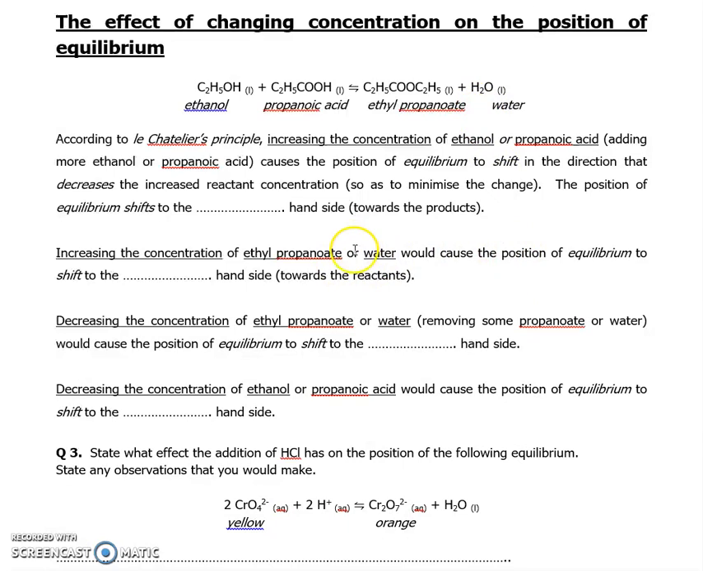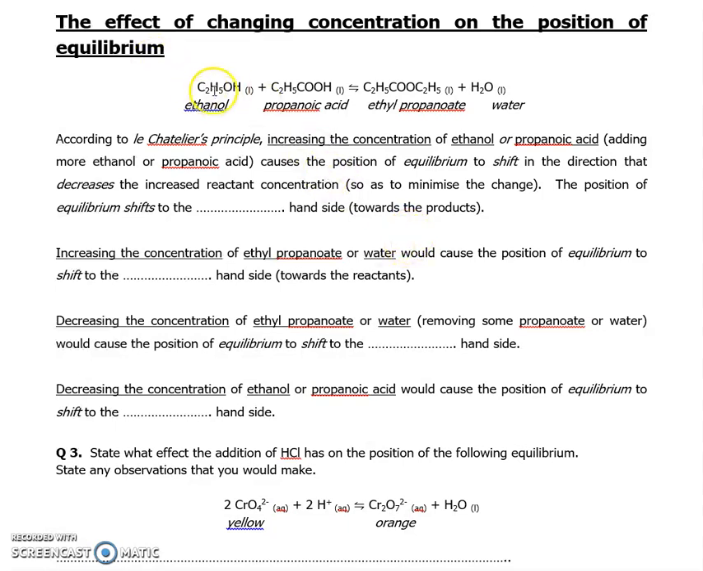Okay. Similarly, you can think about it the other way. If you decrease the concentration of ethyl propanoate or water, then if you reduce the amount of water on the left hand side, you would drive the reaction to the right. The equilibrium would shift to the right hand side to create more water to compensate for what you have removed.